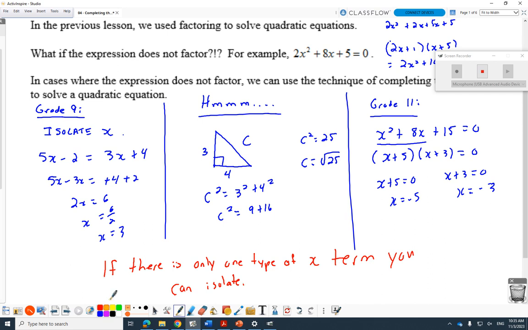I'll underline that in gold. That's orange, Mr. Todd. It's gold. This is a gold sentence. That can go on the top of your study sheet for this chapter. There's only one type of x, isolate. Do you need more time there?